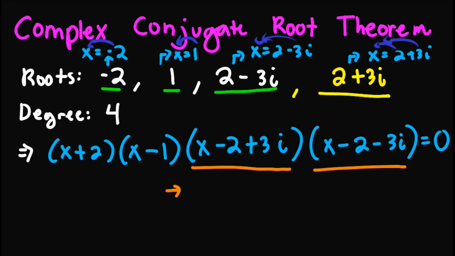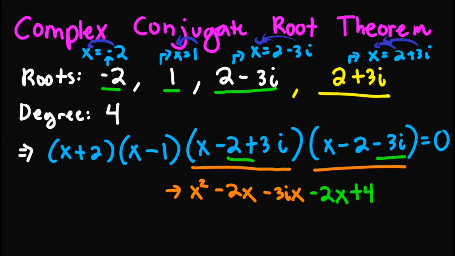So we'll have here x squared, then x times negative 2. That will give us negative 2x. X times negative 3i, that will give us negative 3ix. Then next, negative 2 times x, that will give us negative 2x. Negative 2 times negative 2, that is positive 4. Negative 2 times negative 3i, that will give us plus 6i.